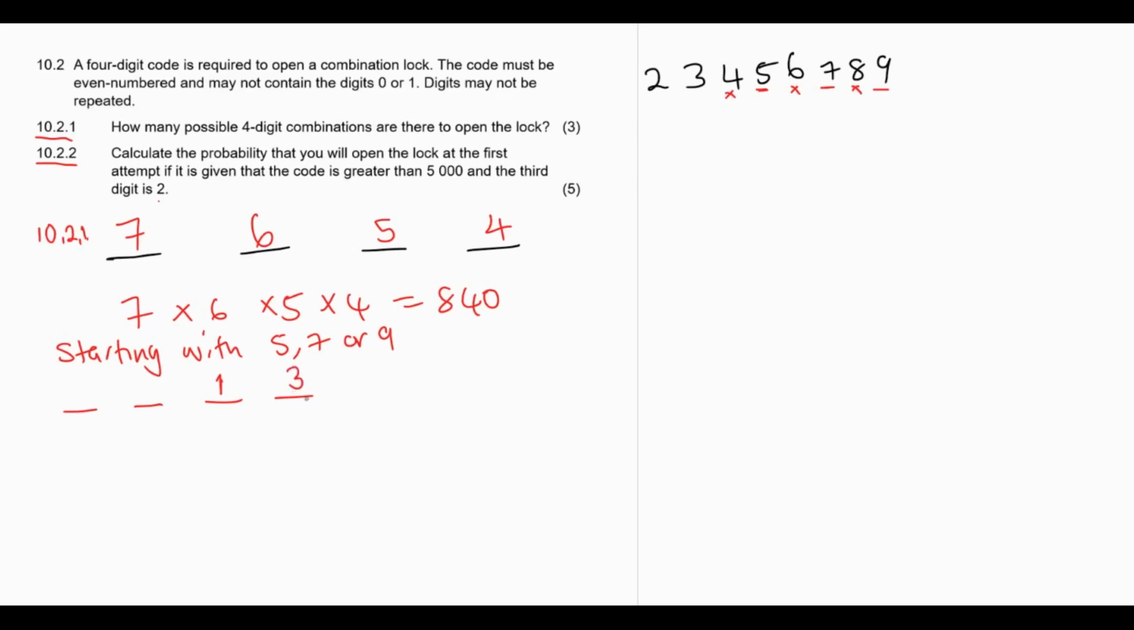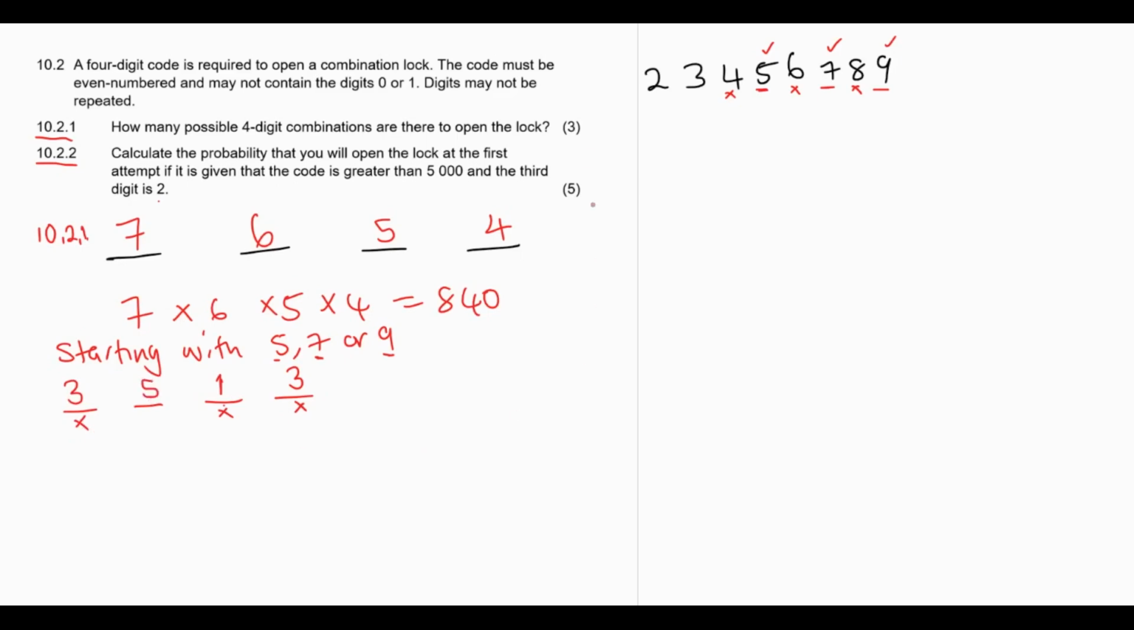We have 3 choices. So now 2 numbers have been taken. 2 is taken here, and then one of the even numbers, which are 4, 6, or 8, is taken by the last slot. So we have how many numbers left? We have 6 numbers left. But remember, our number in this situation is starting with a 5, a 7, or a 9. So we have 1, 2, 3, so we have 3 choices. So how many numbers are taken? 3 numbers out of 8 numbers. So it means we're left with 5 choices for the second slot.